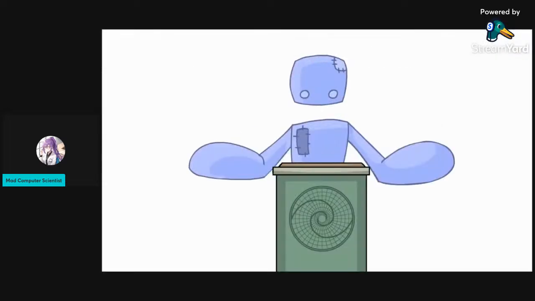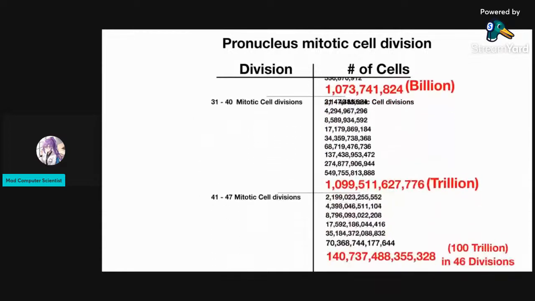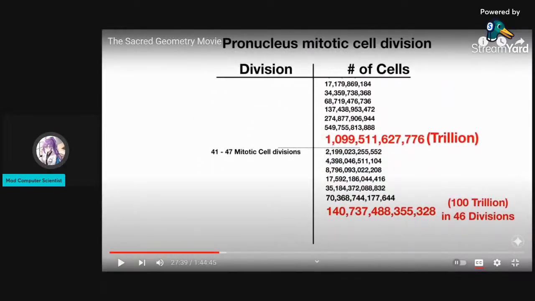Binary sequences are found in life as well. For example, mitotic cell divisions are binary. We go from being a single cell being to having over 100 trillion cells in only 46. Oh my gosh, learn what words mean.